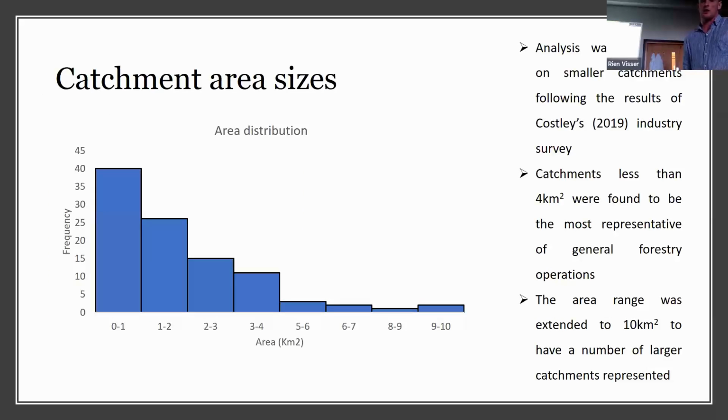So the analysis was conducted on 100 smaller catchments, which are all less than 10 kilometres squared in area. Ben Costley, who did a project last year on the comparison of the rational and Team 61 methods, also conducted an industry survey which found catchments less than 4 kilometres squared were more desirable. So as the distribution shows, catchments less than 4 kilometres squared were more heavily represented, but there was a small representation of larger catchments up to 10 kilometres squared as well.